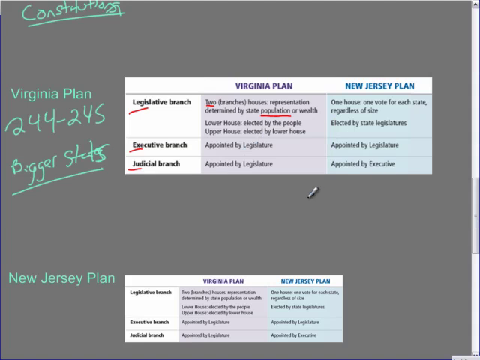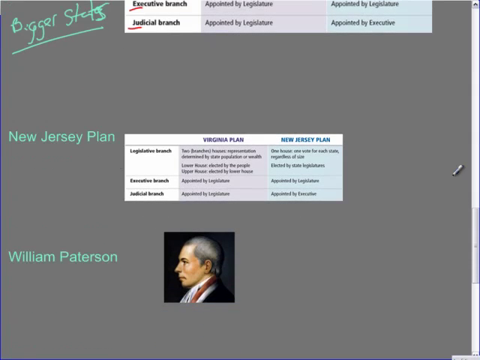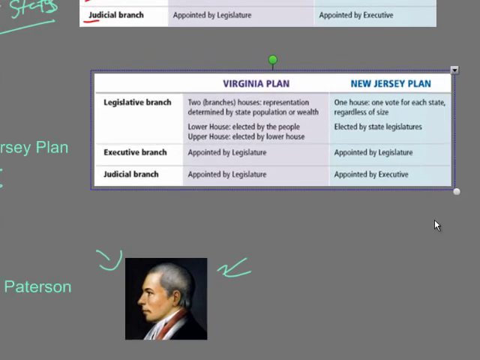But the smaller states don't like this, so they come up with their own plan, which is going to be presented by William Patterson, who is this guy right down here. And that is the New Jersey Plan, and that is going to be on page 246. So the smaller states don't like the Virginia Plan because of the state population thing.